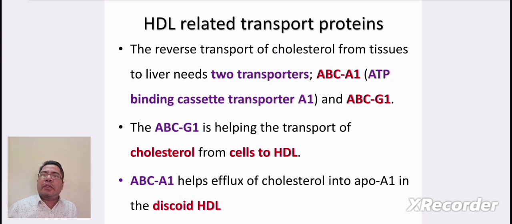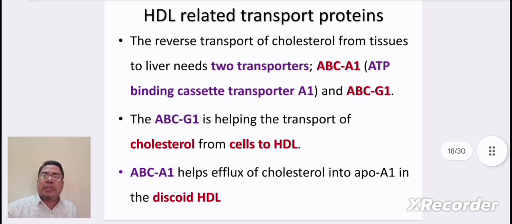Coming to HDL-related transport proteins. The reverse transport of cholesterol from tissues to liver needs two transporters, ABCA1, that is ATP binding cassette transporter A1, and ABCG1. The ABCG1 helps the transport of cholesterol from cells to HDL, whereas ABCA1 helps efflux of cholesterol to ApoA1 in the nascent HDL.